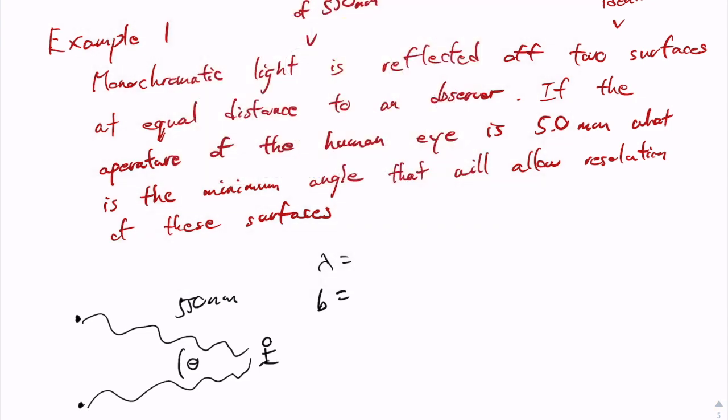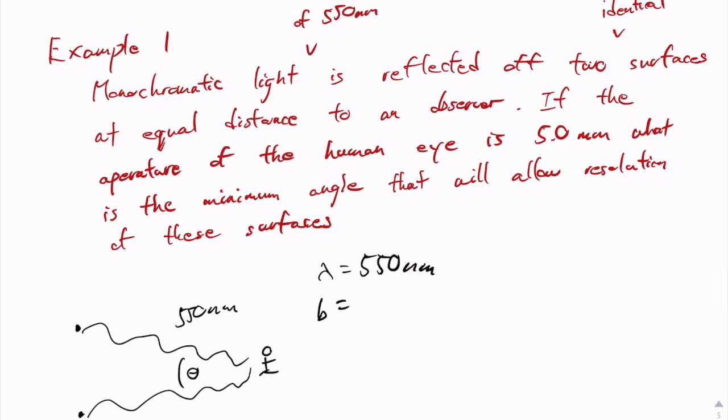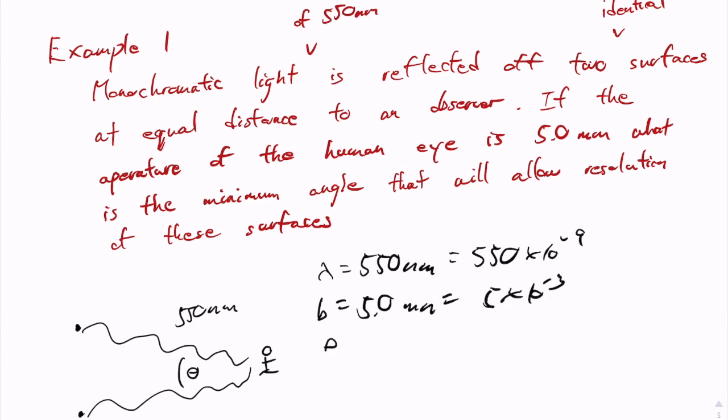I'm just going to switch back to black. It's 550 nanometers. And I'm just going to write that as 550 times 10 to the power of negative 9. And B is the distance of the single slit diffraction, or in this case, it's the aperture size. Sorry. So 5.0 millimeters, and I'm just going to rewrite that as 10 to the power of negative 3. And we're trying to solve for the angle theta.